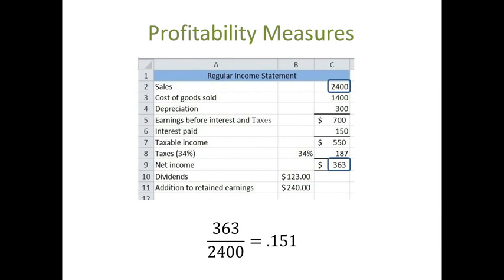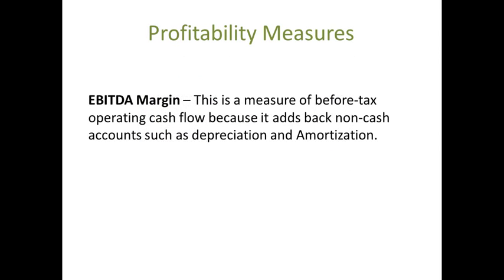Earnings before interest, tax, depreciation, and amortization margin. A commonly used measure of profitability is the earnings before interest, tax, depreciation, and amortization margin. This is a measure of before-tax operating cash flow. It adds back non-cash expenses and does not include taxes or interest expenses. It looks more directly at operating cash flows than does the net income.